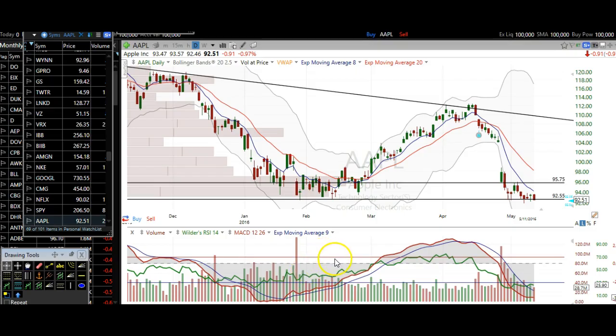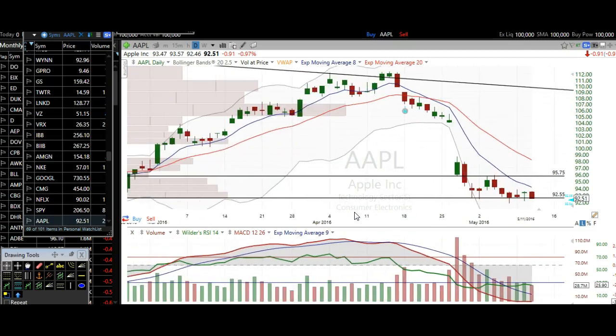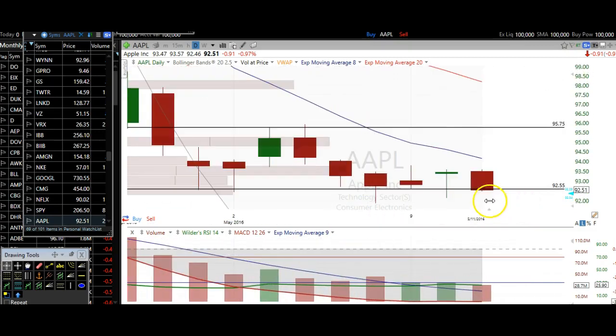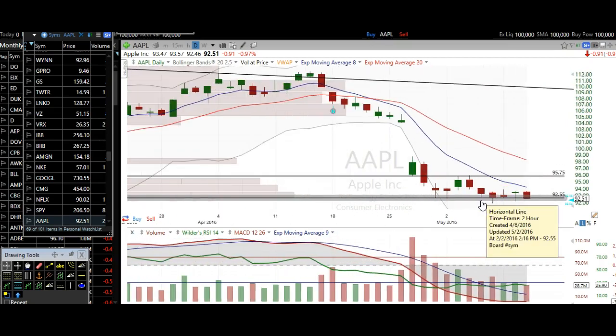All right, so let's get into these charts here. First, I'm going to start with Apple. Apple here, we've been covering this. We've got support right here at about 92.50. Today we close right at that support, okay? We're right at this support. We do not want to close below these lows, okay? We want to hold this 92 level.